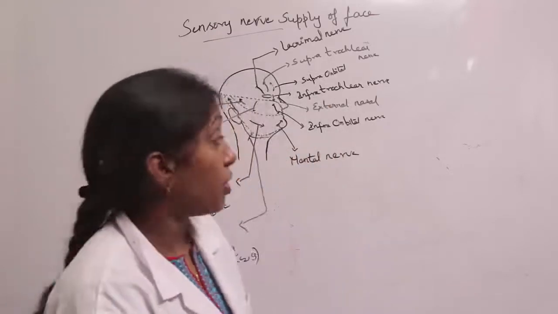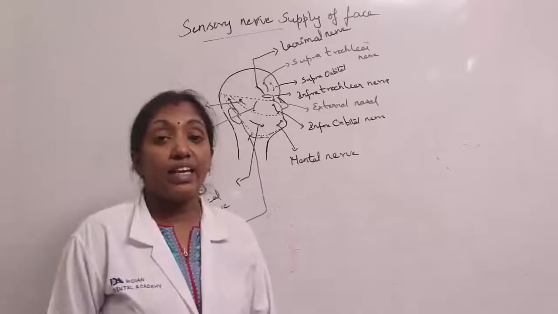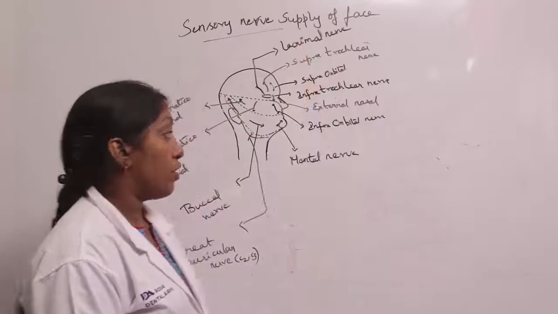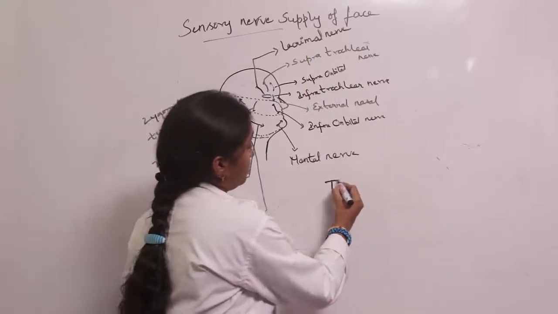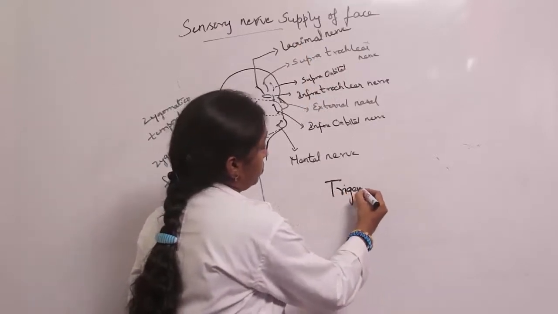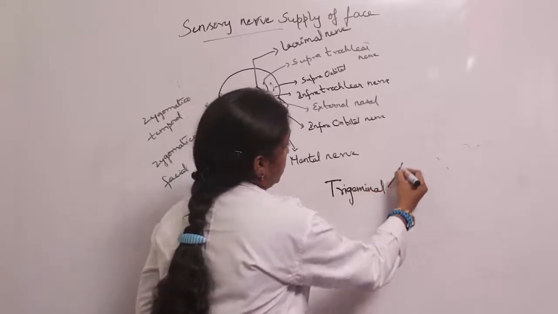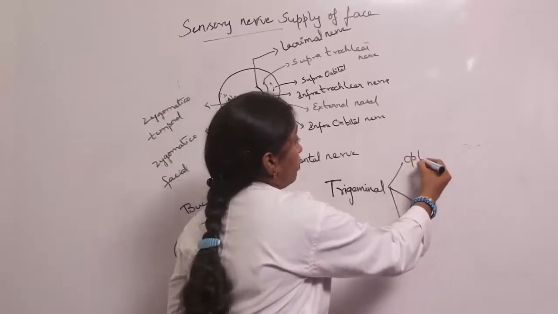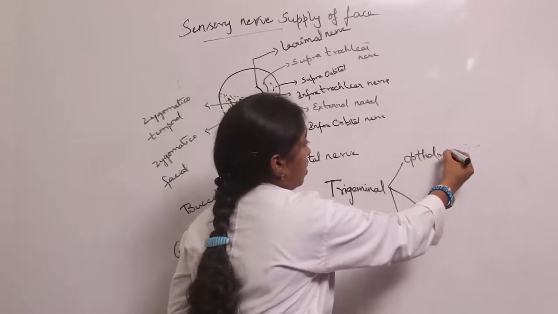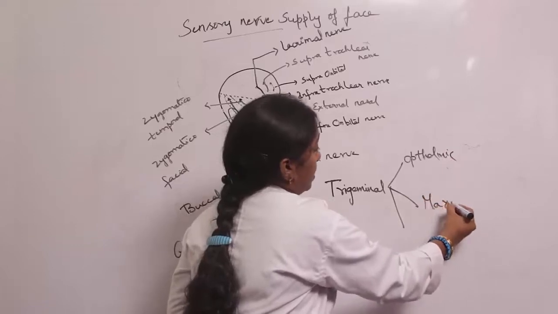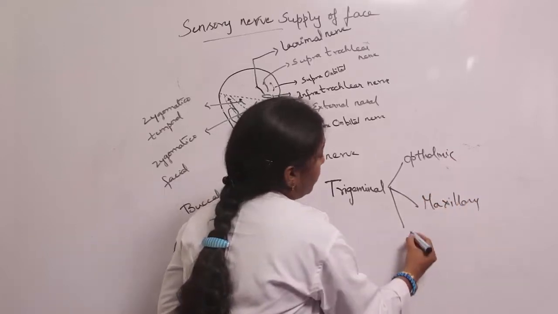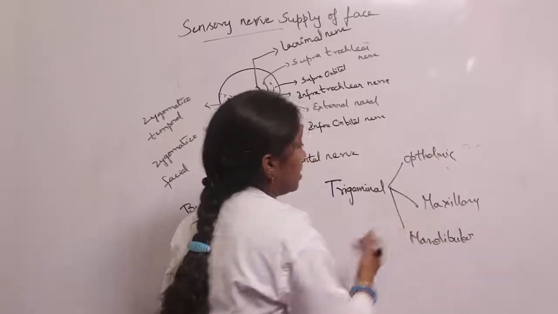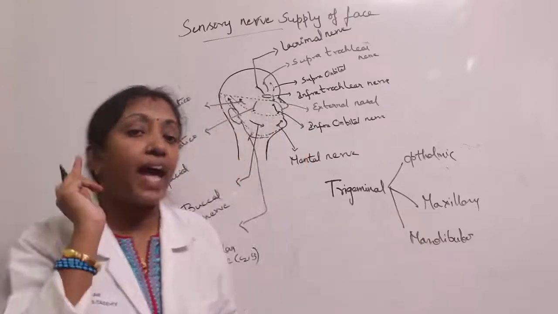Coming to the sensory nerve supply of the face, most of it is derived from the branches of the trigeminal nerve. We know that the trigeminal nerve consists of 3 divisions. One is ophthalmic, second one is maxillary, third one is mandibular. So these three divisions supply the face, except the skin over the angle of the mandible.